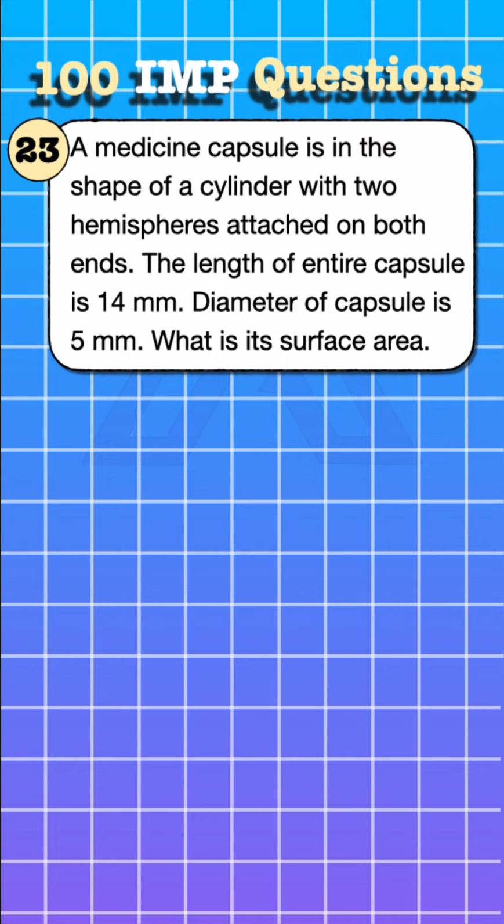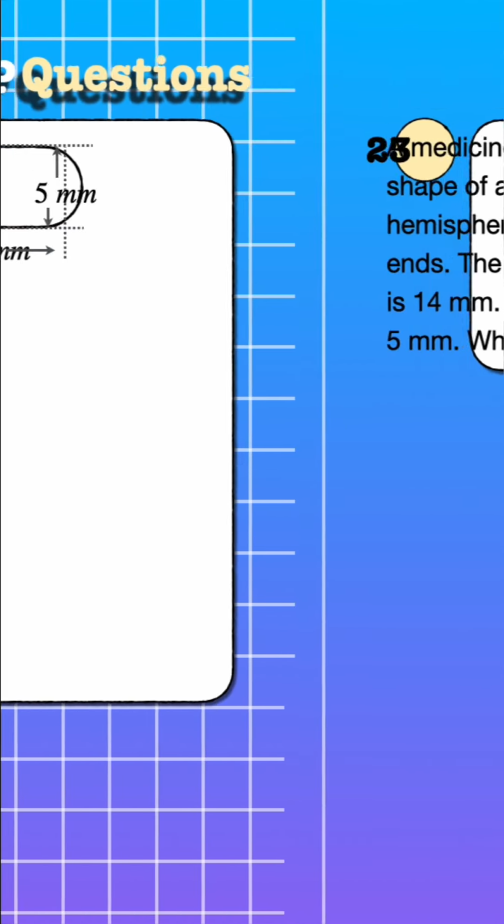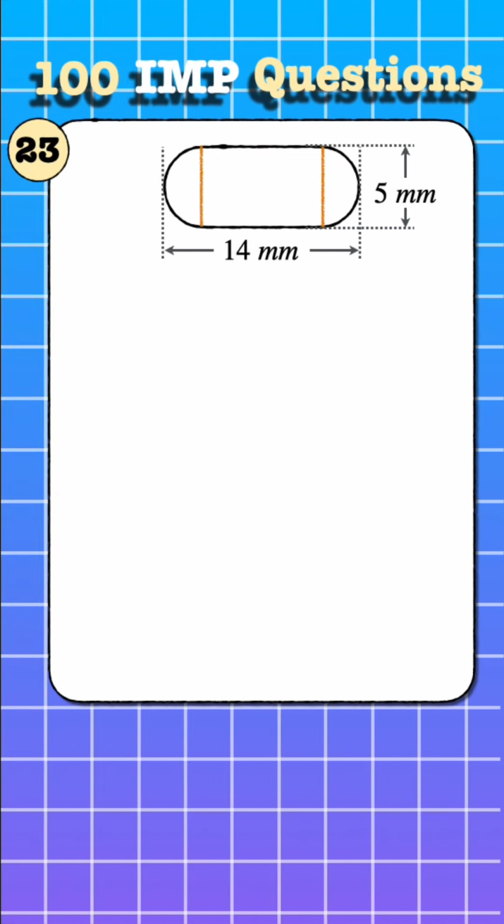Question number 23. A medicine capsule is in the shape of a cylinder with two hemispheres attached on both ends. The length of the entire capsule is 14 mm. Diameter of the capsule is 5 mm. What is the surface area? Now look at this diagram, you will get it. The total length is 14 mm and the diameter is 5 mm.